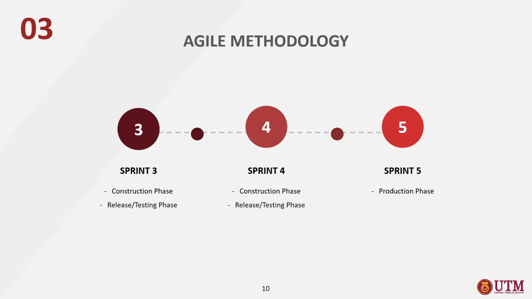Next, Sprint 4 consists of construction phase and release or testing phase as well. In construction phase, we'll make the code implementation for pH monitoring module. The activities for the use case consist of the hardware installation with its embedded code, and front-end and back-end implementation. Finally, there will be the production phase. In this production phase, we'll deploy the system.